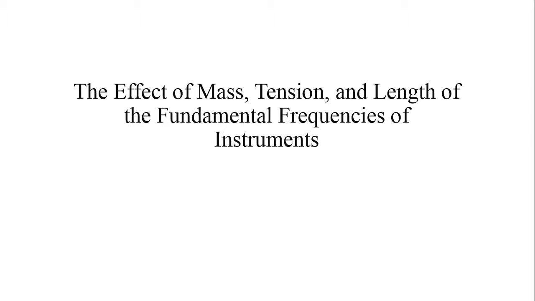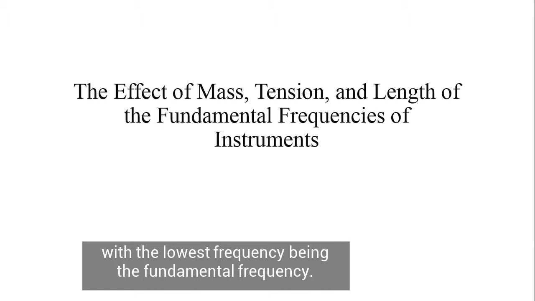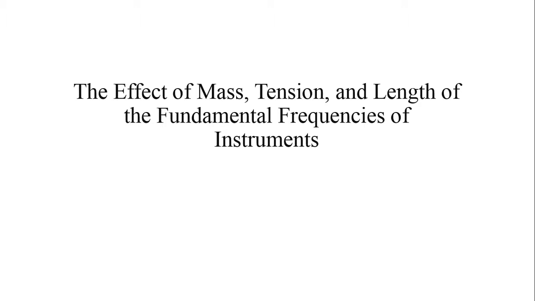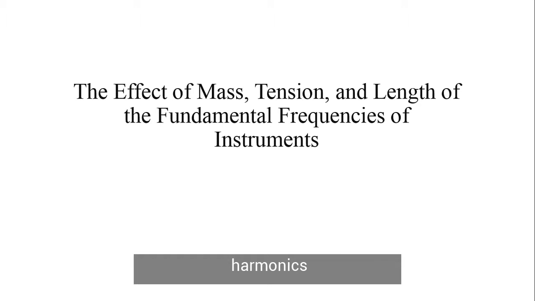In this video, the fundamental frequency of the sound that different instruments produce will always be the independent variable. Since this video is going to explore the different factors that affect an instrument's natural frequencies, the dependent variable will change in each experiment. As you will soon learn, the natural frequencies of instruments are comprised of harmonics, with the lowest frequency being the fundamental frequency. Thus, any factor that affects an instrument's natural frequencies will affect both its fundamental frequency and harmonics.